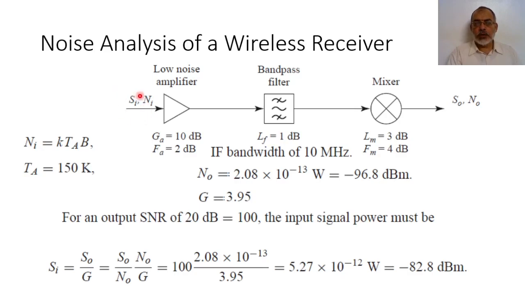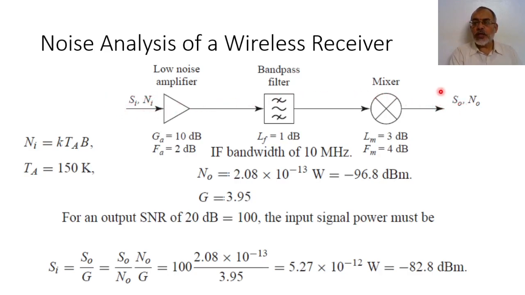To determine the input signal, we have already calculated the output noise. The output noise is 2.08 multiplied by 10 to the power minus 13. It is required that the signal to noise ratio is 20 dB, which as a ratio is 100. This means the output signal should be this value multiplied by 100. So the required signal S naught should be 2.08 multiplied by 10 to the power minus 11. This output signal is effectively the gain multiplied by the input signal.